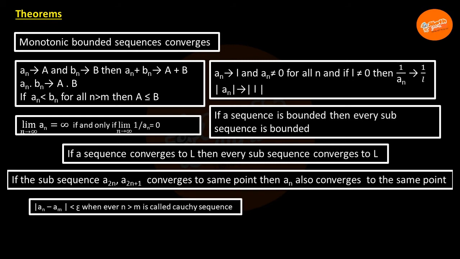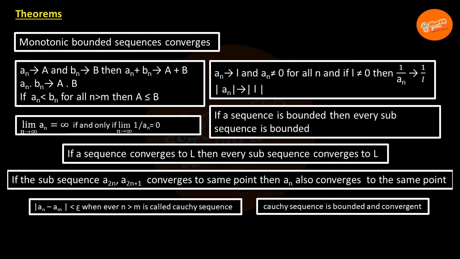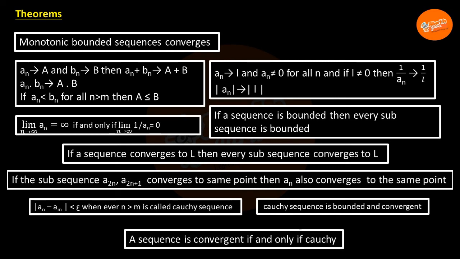Mod a_n minus a_m less than epsilon whenever n greater than m is called a Cauchy sequence. A Cauchy sequence is bounded and convergent, and a sequence is convergent if and only if it is Cauchy. All convergent sequences are Cauchy and all Cauchy sequences converge.